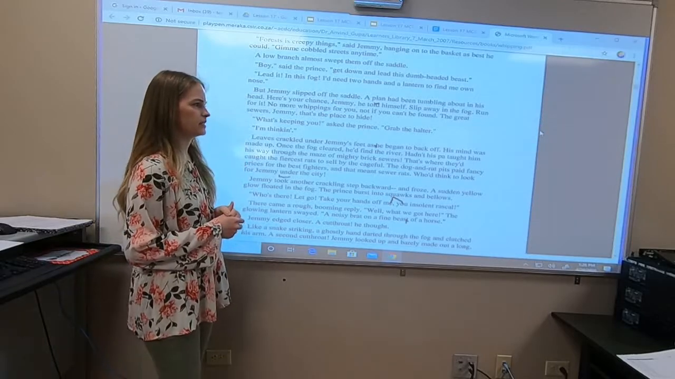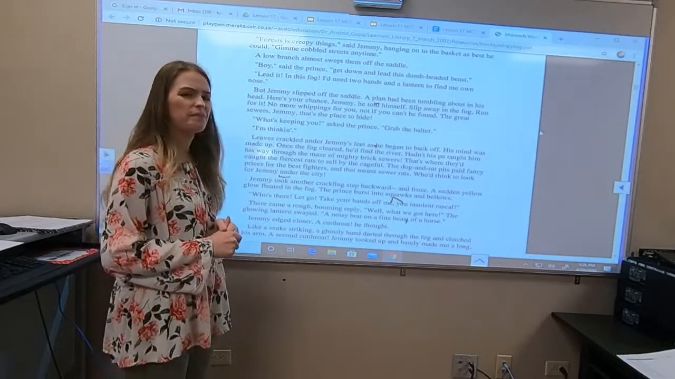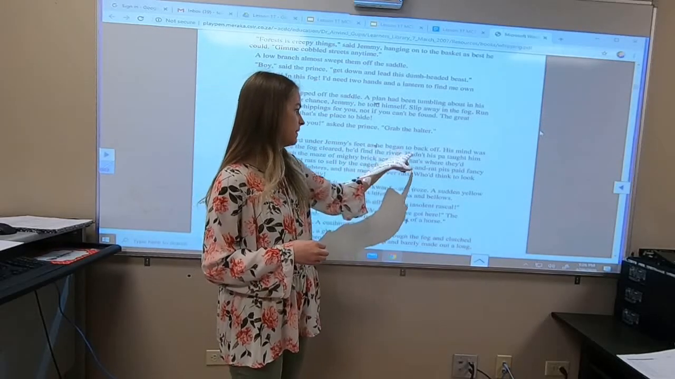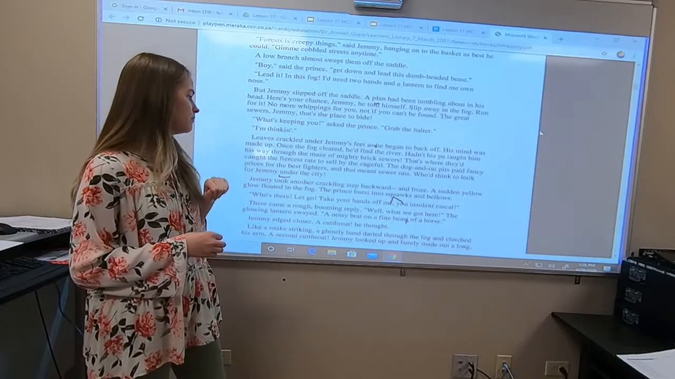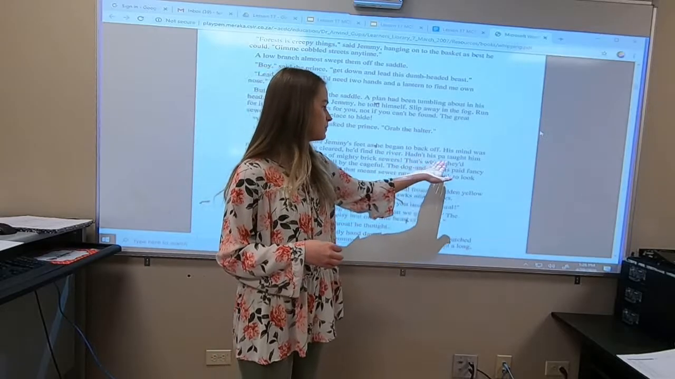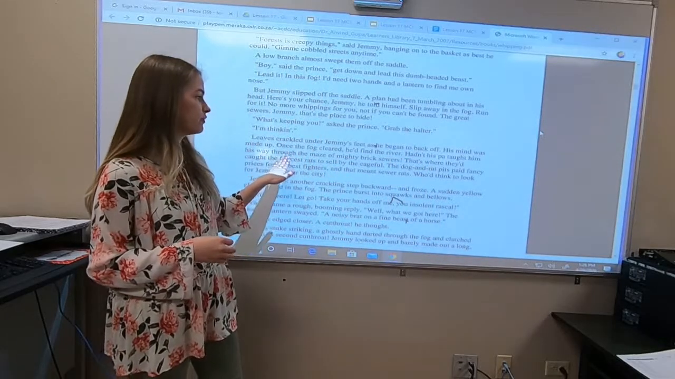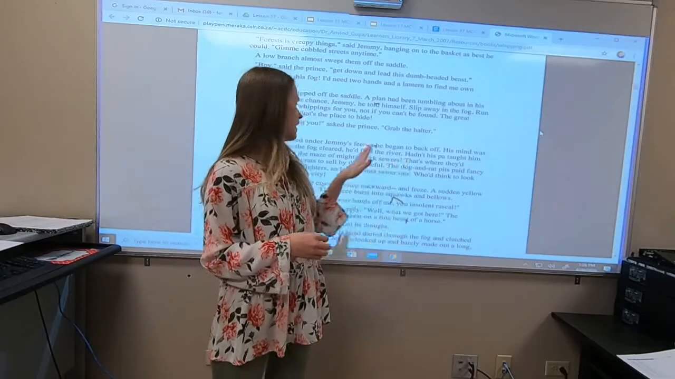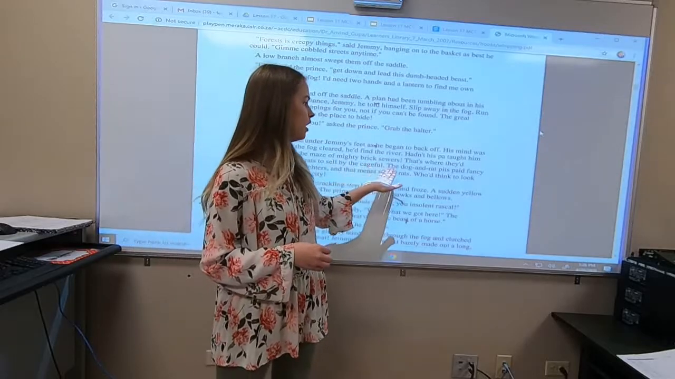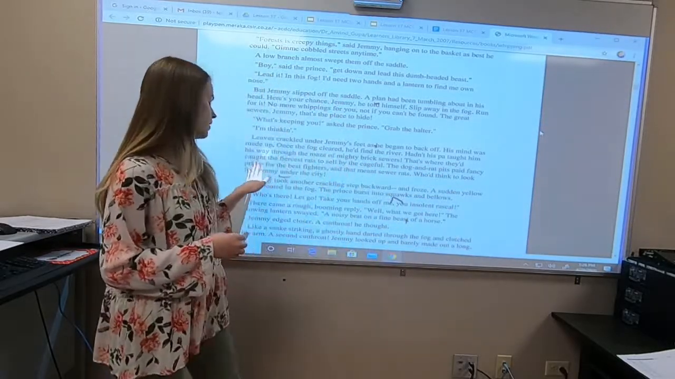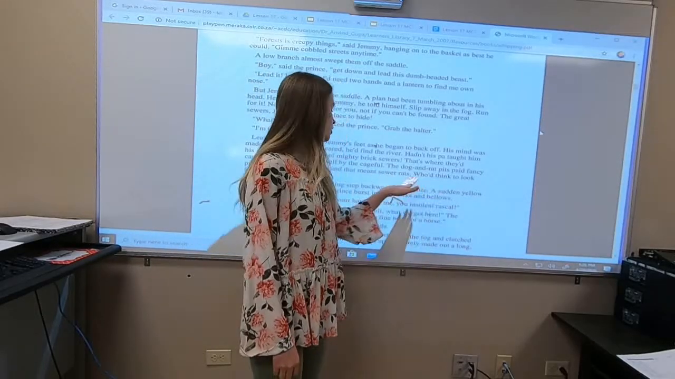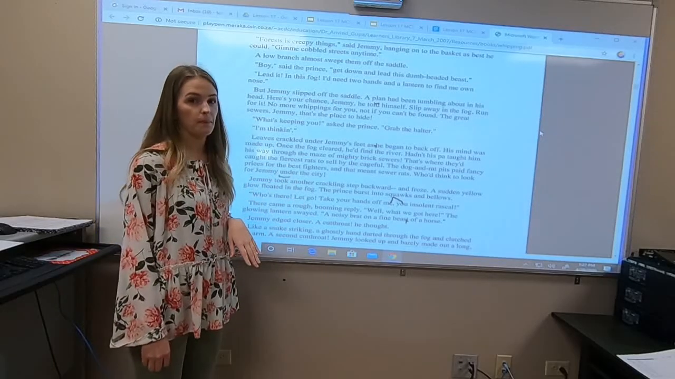"What's keeping you?" asked the prince. "Grab the halter." "I'm thinking." Leaves crackled under Jimmy's feet as he began to back off. His mind was made up. Once the fog cleared, he'd find the river. Hadn't his paw taught him his way through the maze of mighty brick sewers? That's where they'd caught the fiercest rats to sell by the cageful. The dog and rat pits paid fancy prices for the best fighters, and that meant sewer rats. Who'd think to look for Jimmy under the city?